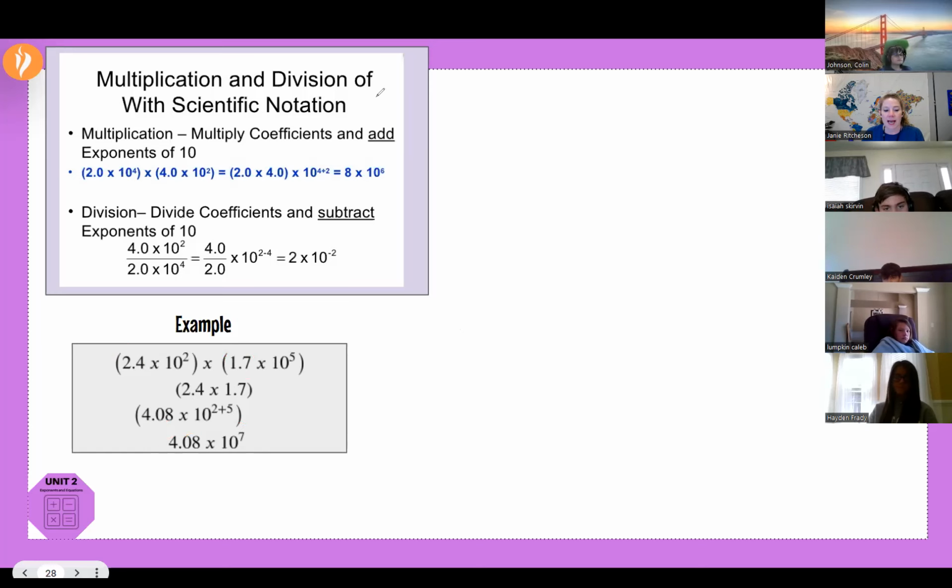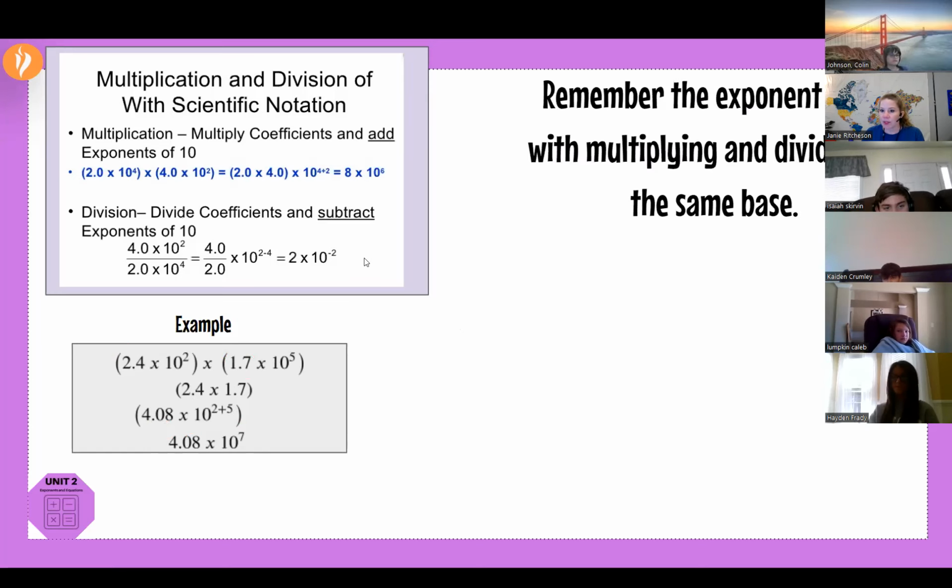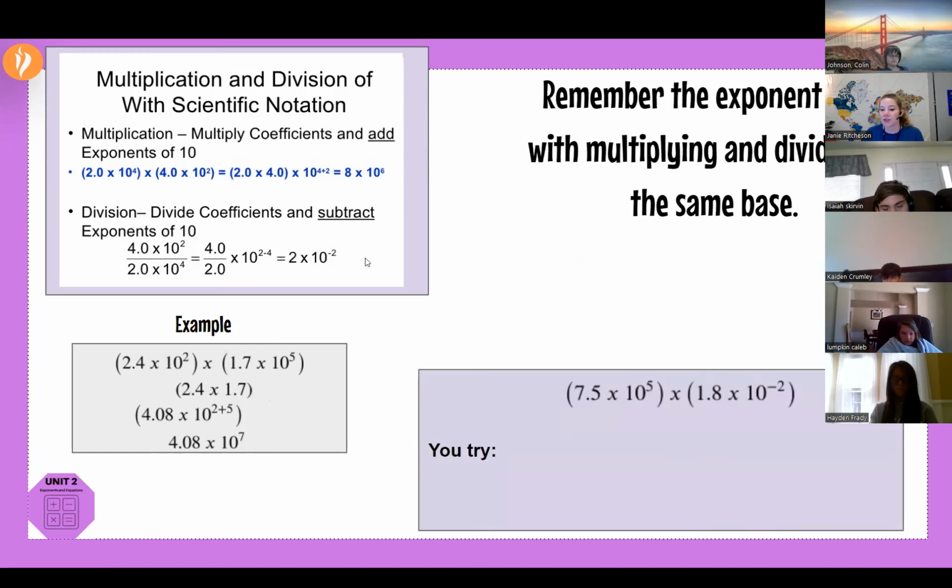All right, so let's look at the next one. Remember the exponent rules when multiplying and dividing by the same base. With multiplication, you add those exponents. What's 5 plus -2? This is multiplication. All right, sorry, I got confused. Yeah, so 5 plus -2 is 3. So we know our exponent is a 3.